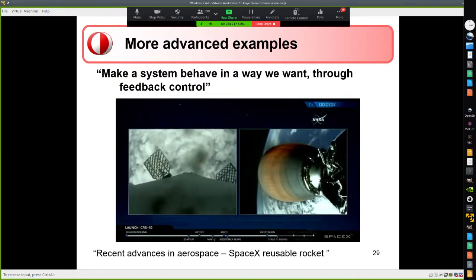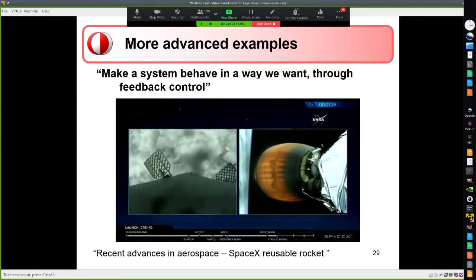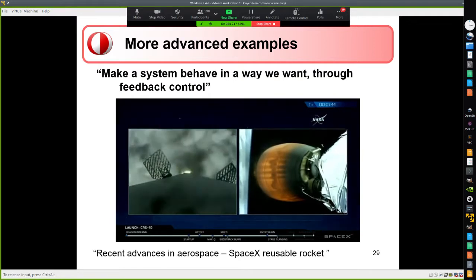So it's initially a controlled fall, and then it activates its rocket engine and then actively lands itself.